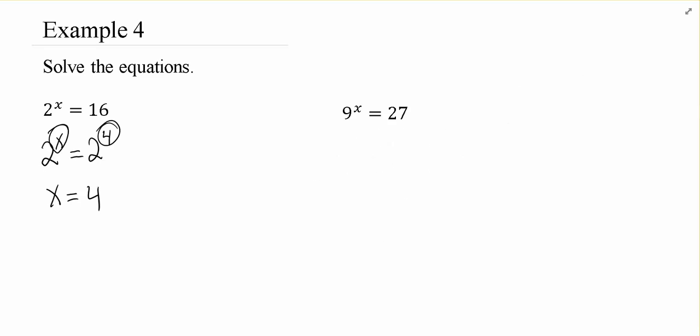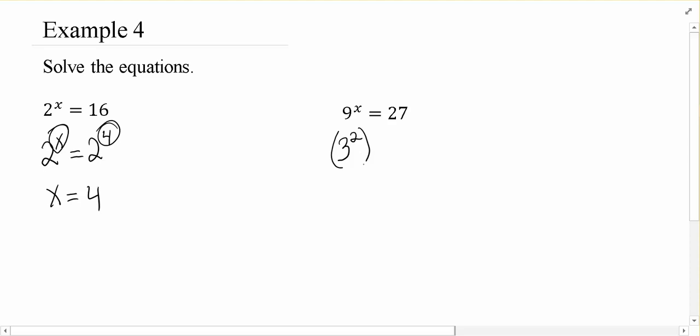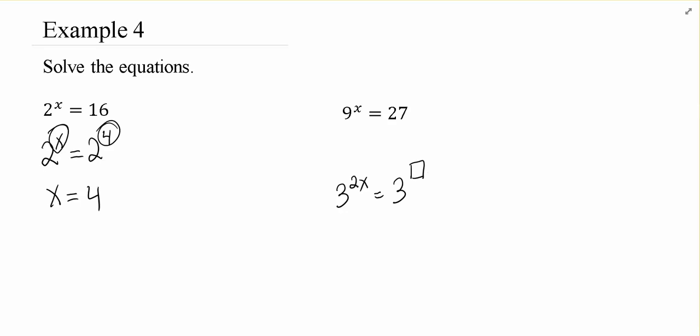So instead of writing the left side as 9 to a power, let's instead write it as 3 squared. So 9 is 3 squared, but when you raise a power to a power, you multiply the powers. And so really we can think about that as 3 to the 2x. And so that means on the right-hand side, I want to rewrite this as 3 to a power as well. So how do I rewrite 27 as 3 to a power? Well, that's actually easy. That's 3 cubed.